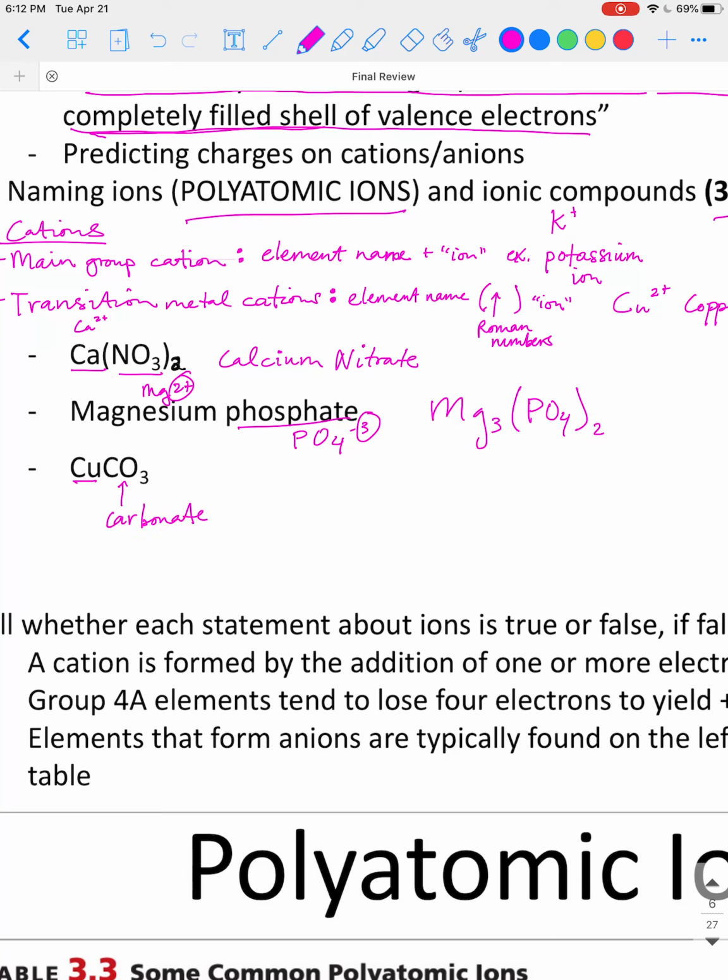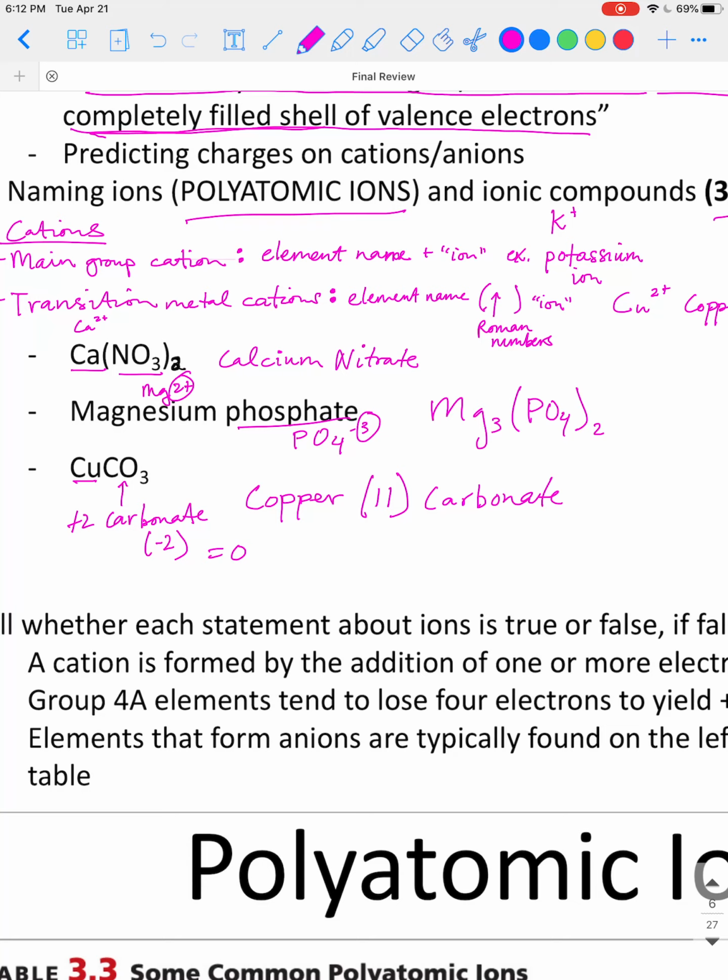Lastly, we have CuCO3. So this again is copper. This is a polyatomic. It's carbonate. And carbonate, because we've memorized it, we know carbonate has a -2 charge. And we have one copper cation. So what's the charge on copper? Well, it's a transition metal. We only have one, and it has to match the charge on carbonate, because these things have to add up to 0. Remember, it always has to add up to 0, the total charge from your cations and anions. So the way we would name this, if we're writing out the name, would be copper. Remember, it's a transition metal, so we use Roman numerals, 2, carbonate.